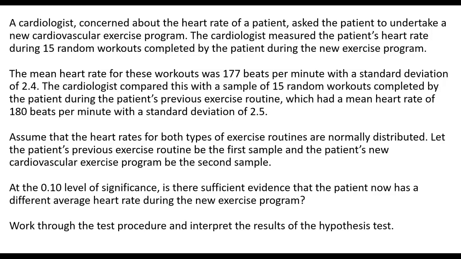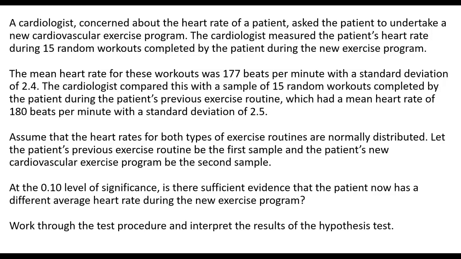A cardiologist concerned about the heart rate of a patient asked the patient to undertake a new cardiovascular exercise program. The cardiologist measured the patient's heart rate during 15 random workouts completed by the patient during the new exercise program. The mean heart rate for these workouts was 177 beats per minute with a standard deviation of 2.4. The cardiologist compared this with a sample of 15 random workouts completed by the patient during the patient's previous exercise routine, which had a mean heart rate of 180 beats per minute with a standard deviation of 2.5.